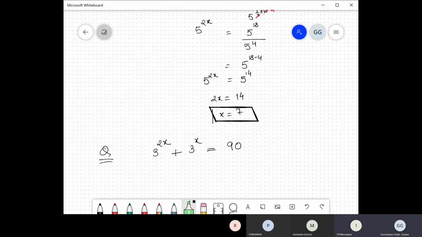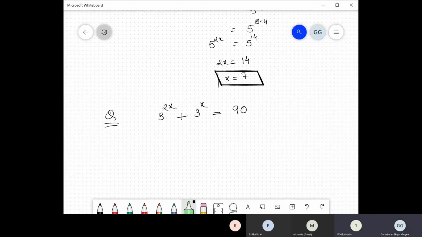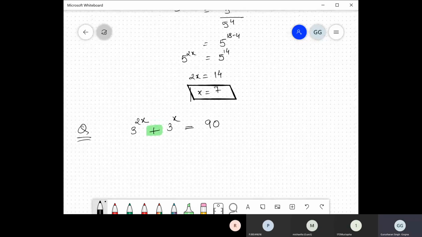So the reason we cannot solve using the direct laws which we studied is because of this plus sign here. Did you study any law which will help you to simplify this? No. Just for your reference, first law was a to the power m multiplied by a to the power n, which will give you a to the power m plus n. So what is the sign in between?